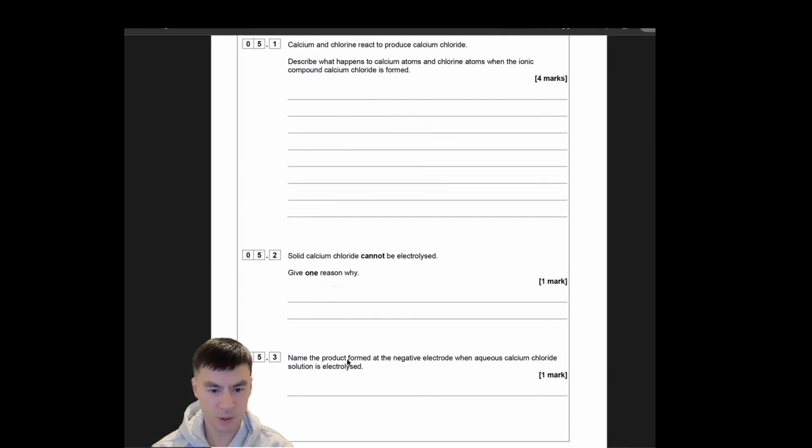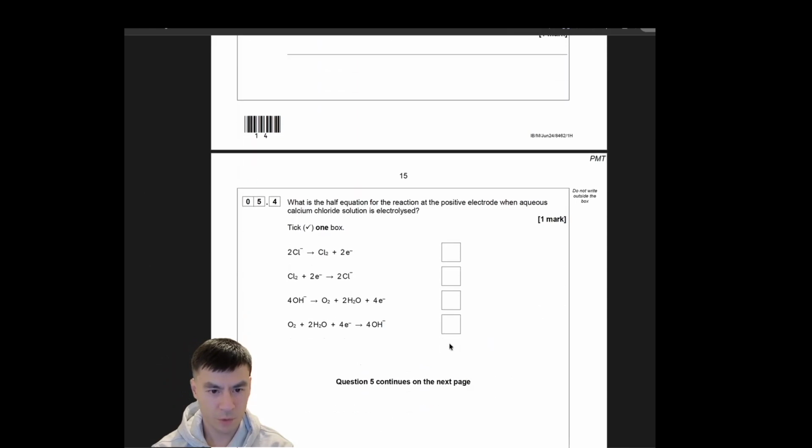5.3 Name the product formed at the negative electrode when aqueous calcium chloride solution is electrolyzed. At the negative electrode, the cathode, the positive ions are calcium and, since it's aqueous, hydrogen. Calcium is of course not going to go to the negative electrode, so it's hydrogen, hydrogen gas.